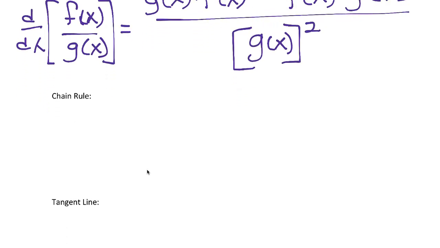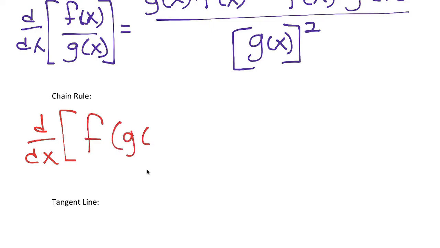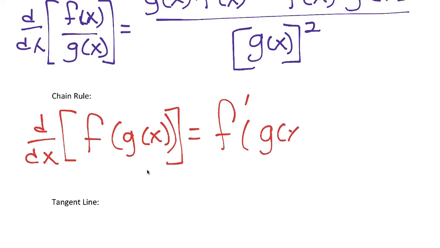The chain rule. When you're asked to do the chain rule, that's when you have a function that is inside of another function. That derivative is: you take the derivative of the outside, leave the inside function alone, then you multiply by the derivative of the inside function.